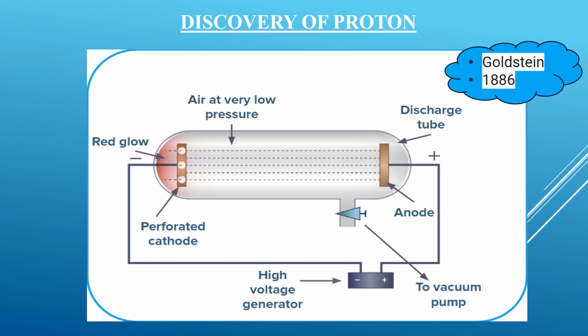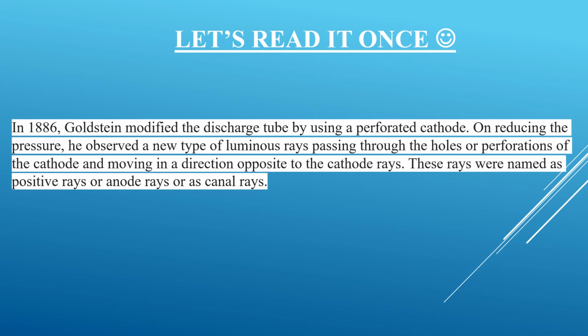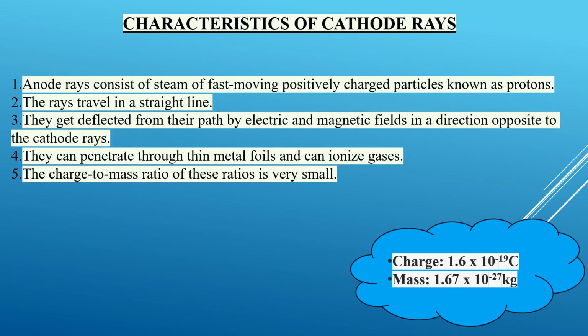Again, whatever we have discussed, let's just read it once again. Characteristics of anode rays. Anode rays consist of a stream of fast moving positively charged particles, and these positively charged particles were known as protons. Like cathode rays, they travel in a straight line, and they also get deflected by electric and magnetic fields like the cathode rays do.